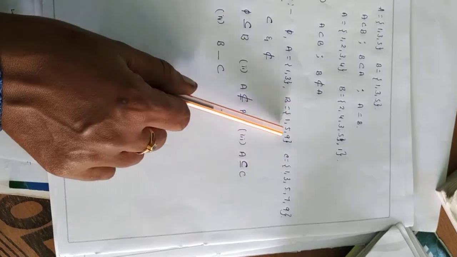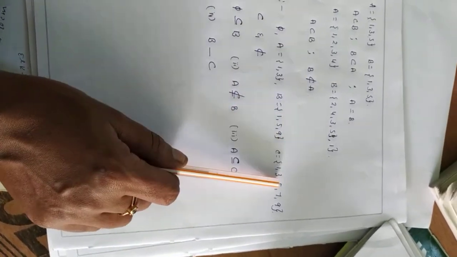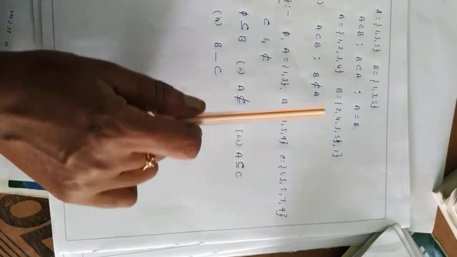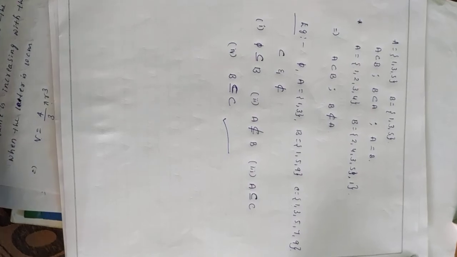Clear? Now check with B. Is B a subset of C? 1 is there, 5 is there, 9 is also there. Therefore B is a subset of C. Hope you guys understood this subset, and this is quite an important one. Okay, thank you guys.